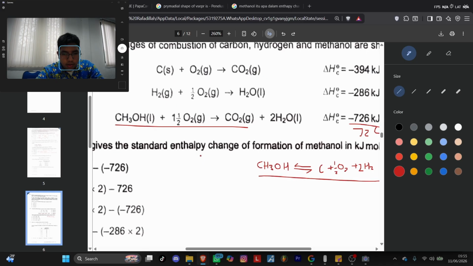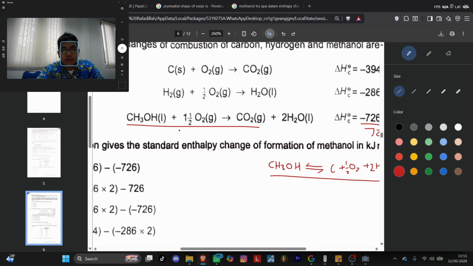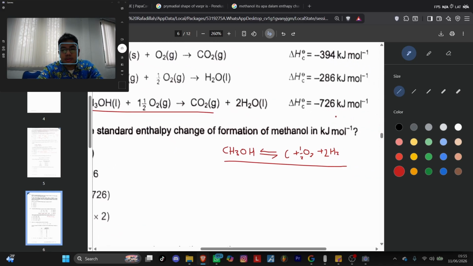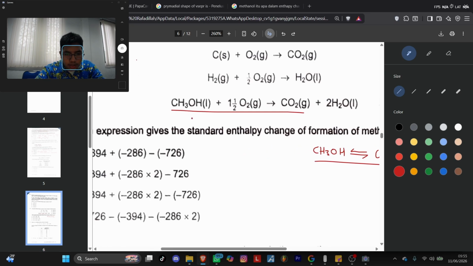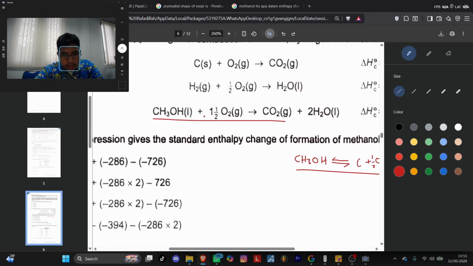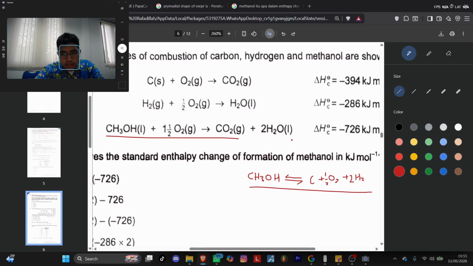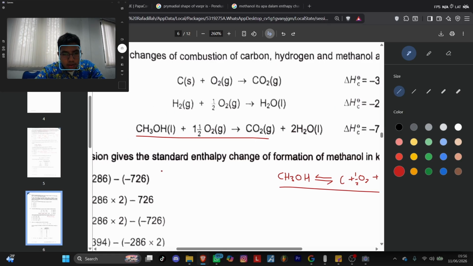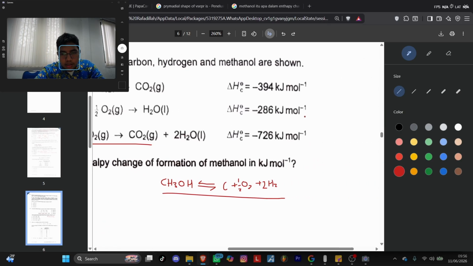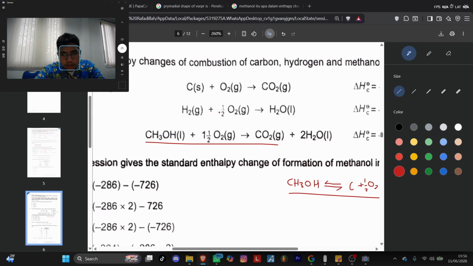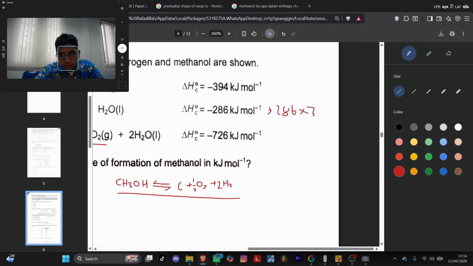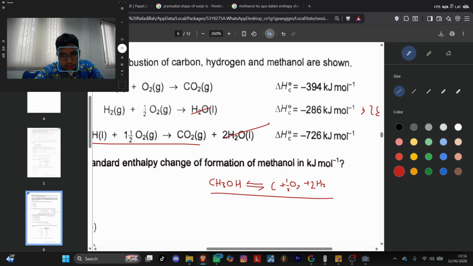Okay, so to fulfill this, we don't need to mirror this equation because we want that in here, right? So this stays the same. But we want to delete the H2O. So we mirror this to 286, and then the H2O will be in here, then we times it by 2 so it is deleted, right?